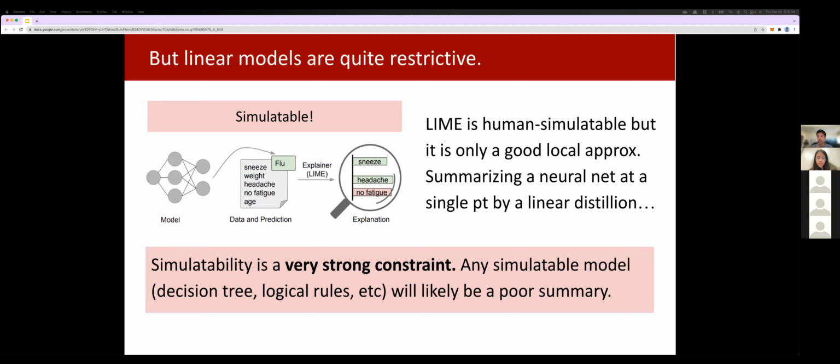A simple thing you might say is, why don't we just extend Lime to the whole model? Let's just try to approximate a deep neural network with an interpretable one via distillation. Let's just put it into a linear model or a decision tree or logical rules. But the problem is that this will probably do very poorly on the actual classification or prediction task, because otherwise, why are we using a deep neural network in the first place?